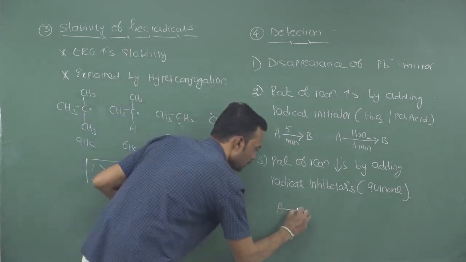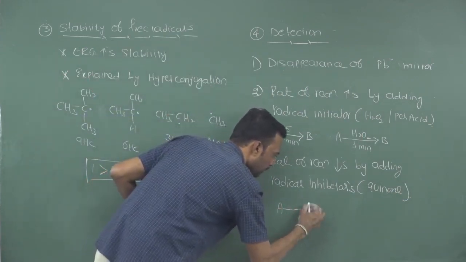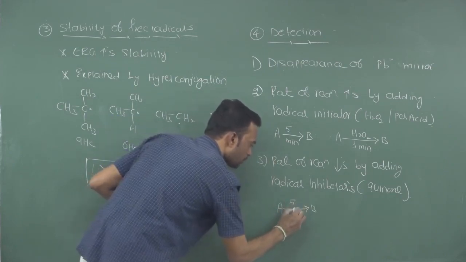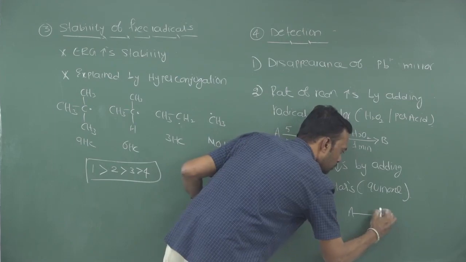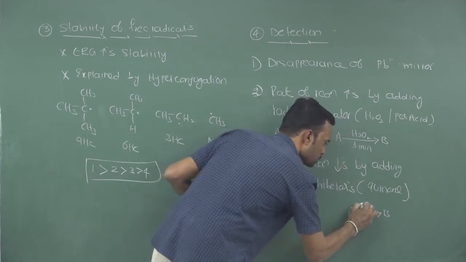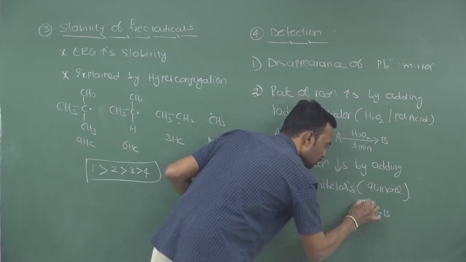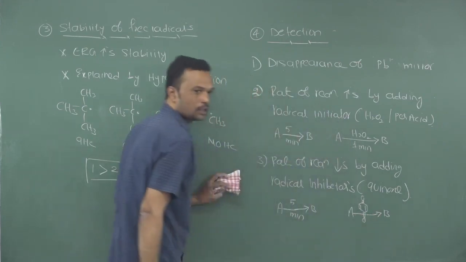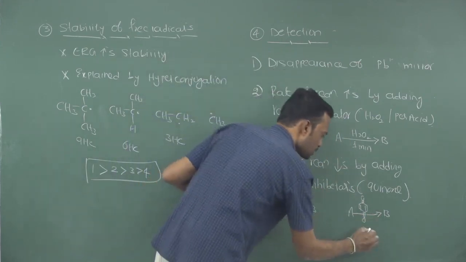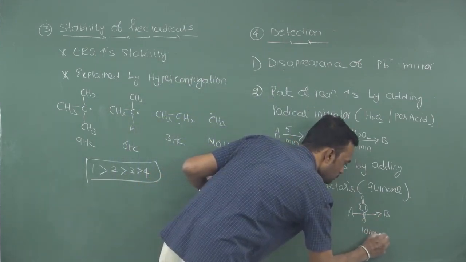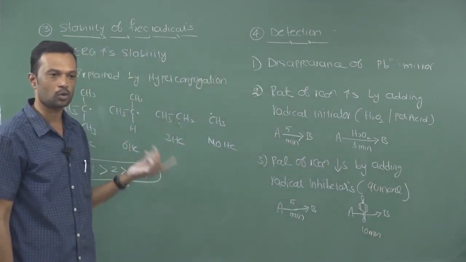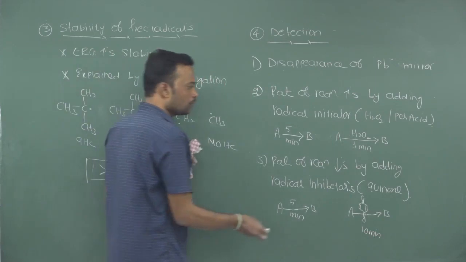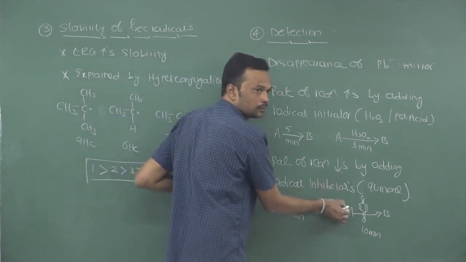Suppose A to B, the reaction is completed within 5 minutes. Now for the same A to B, I observe that by adding a radical inhibitor, called benzoquinone, the reaction rate decreases. Now it becomes 10 minutes. Is the speed of reaction increasing or decreasing? Decreases. It is one more confirmation that the reaction rate is affected by a radical inhibitor.